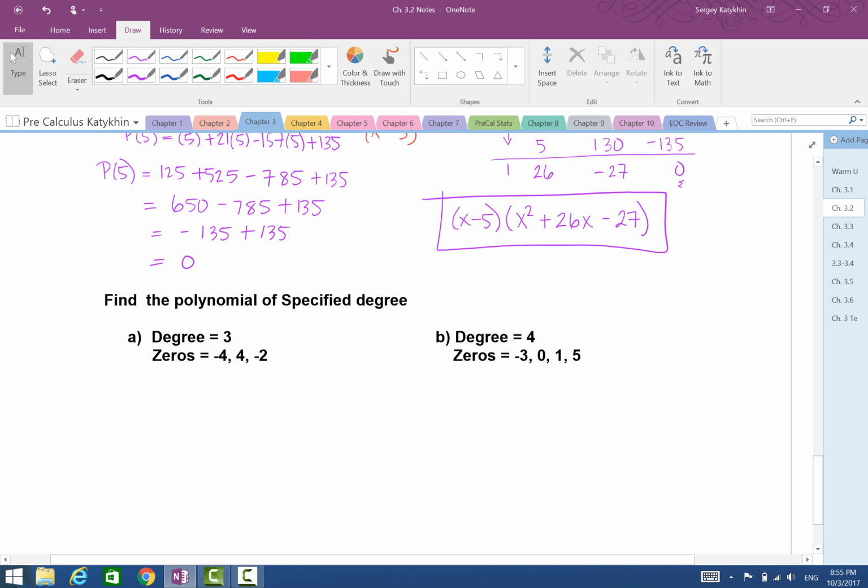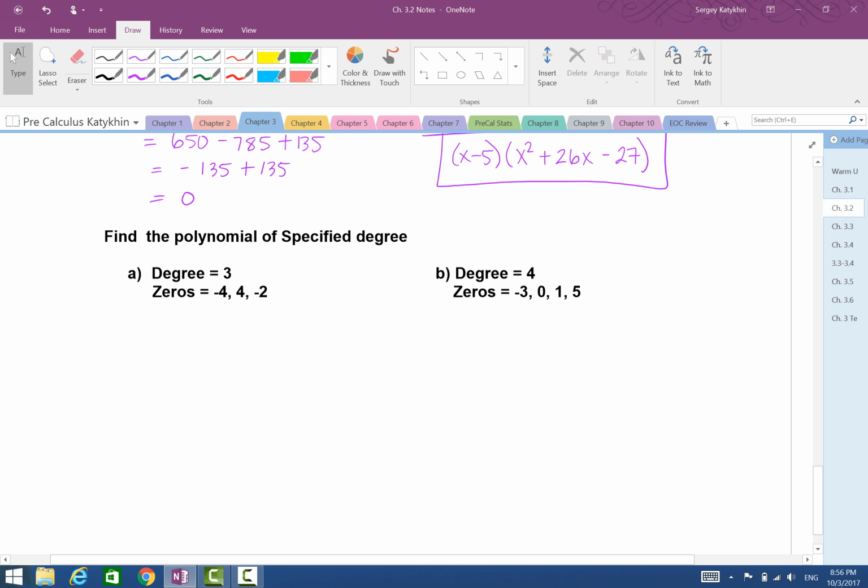All right, finding the polynomial of specified degree. Now, notice what it's saying. It says you have a degree 3, so that means you have something like x to the third power. That's what that means. Now, it also tells you the zeros. What zeros mean is that you have x is equal to -4, you also have x is equal to 4, and you have x is equal to -2. So that is your zeros.